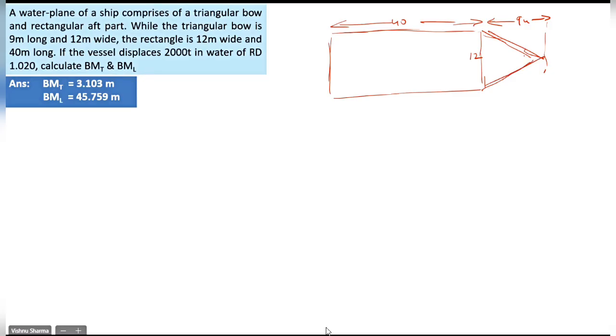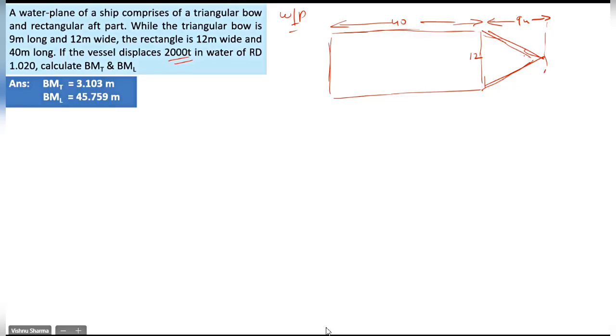Okay. So what we have drawn now is the water plane area directly. If the vessel displaces 2000 tons in RD 1.010, calculate BMT and BML. Okay, guys. First, we'll have to identify the center of flotation. Now, sometimes you can cut short for BMT, for example.